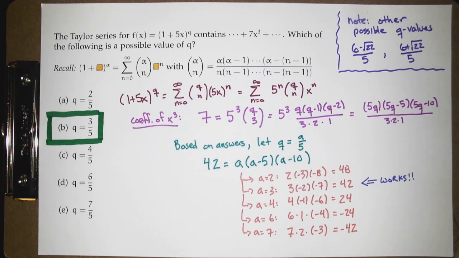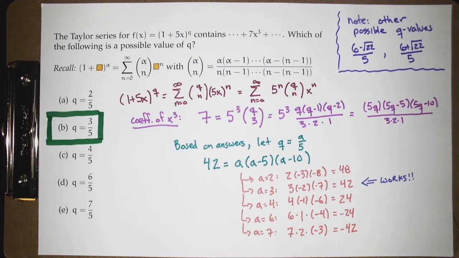Now we just test. Plug in 2. 2 doesn't work. Plug in 3. 3 works. You could actually stop. But plug in 4, 6, and 7, and none of them work. Of course, you'll see 7 was close, so E was not a bad guess in some sense.